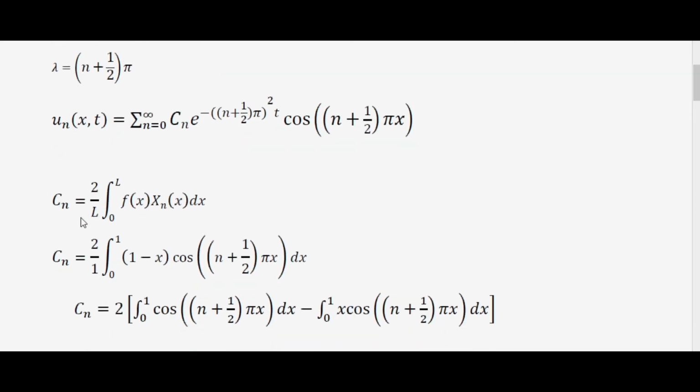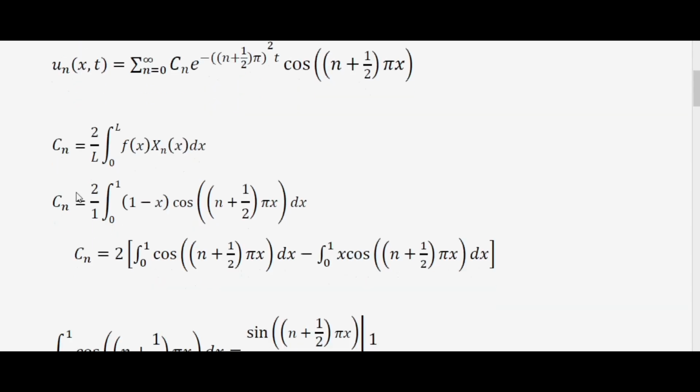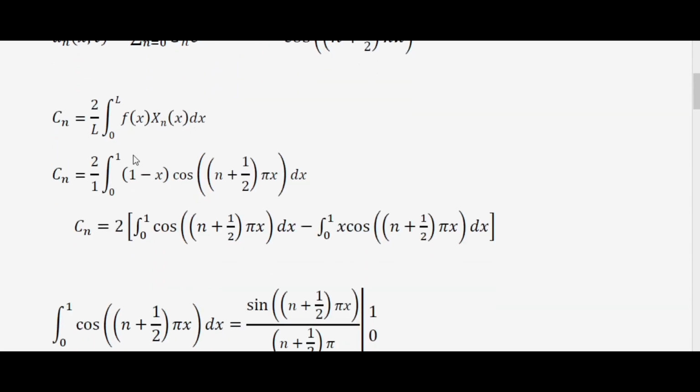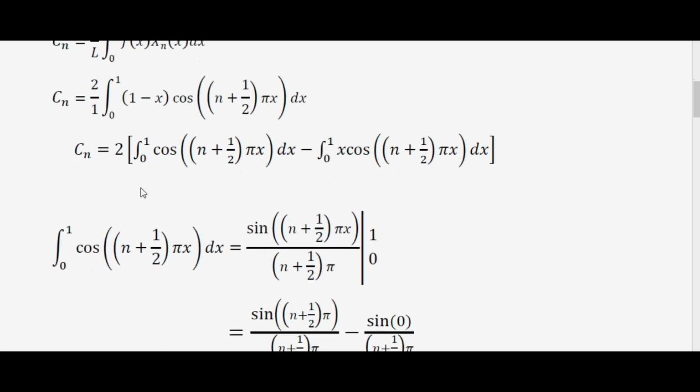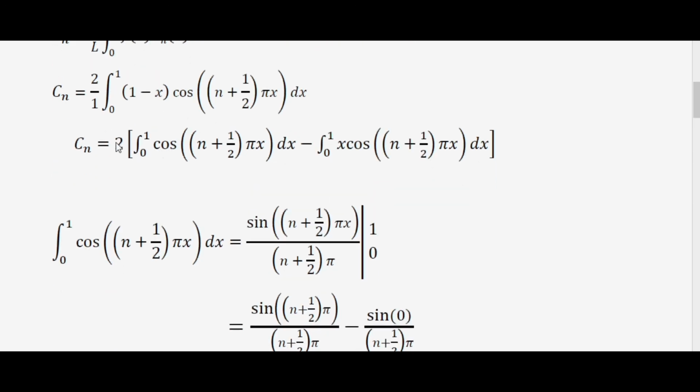We need to use this formula to find the cn. Okay, by using this formula, we just plug in the equation for f(x) and the equation for Xn(x). Okay, just plug into the formula. Then we need to integrate this formula.